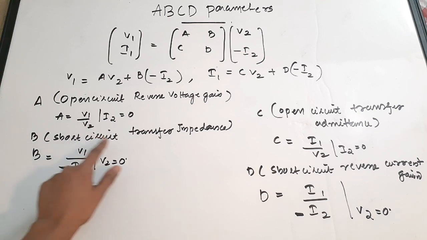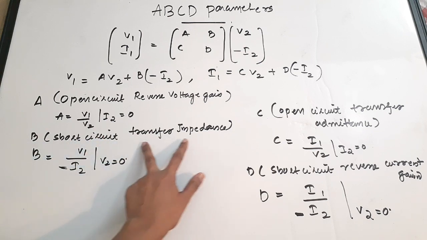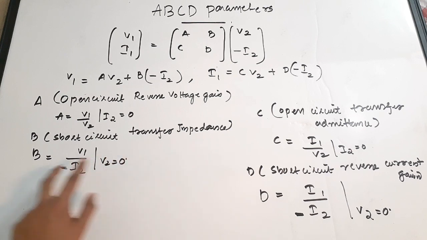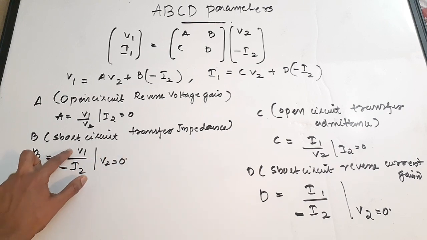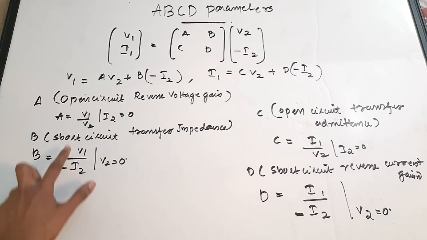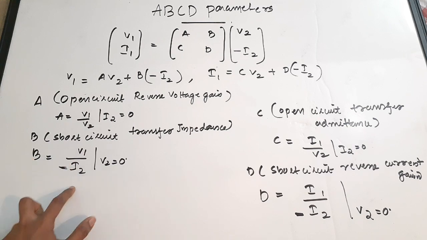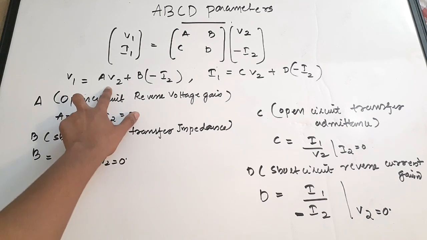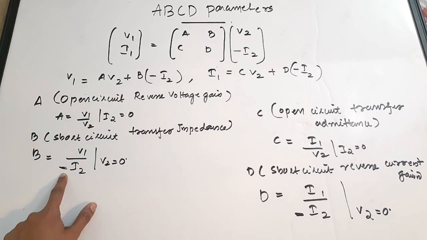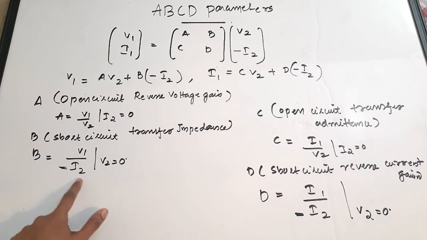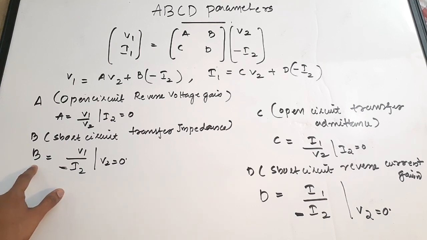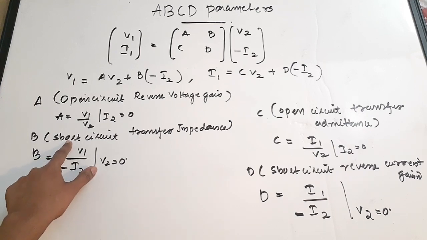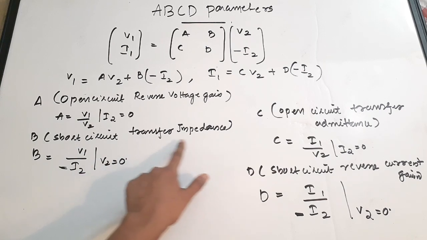Next, B, short circuit transfer impedance. Here it is called transfer impedance because we are writing the ratio of V1 by I2, not V2 by I2. So it is V1 by I2, it is a transfer impedance, and we are making V2 equal to 0, and there is a negative sign also. Since I2 is negative, it is V1 by minus I2, that is B. It is a short circuit transfer impedance.